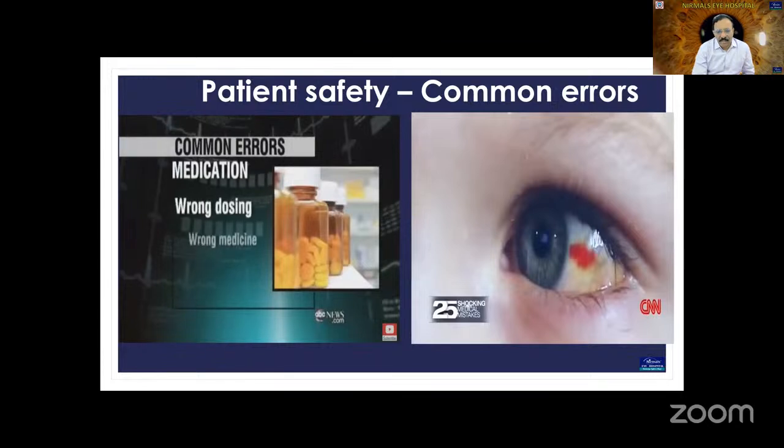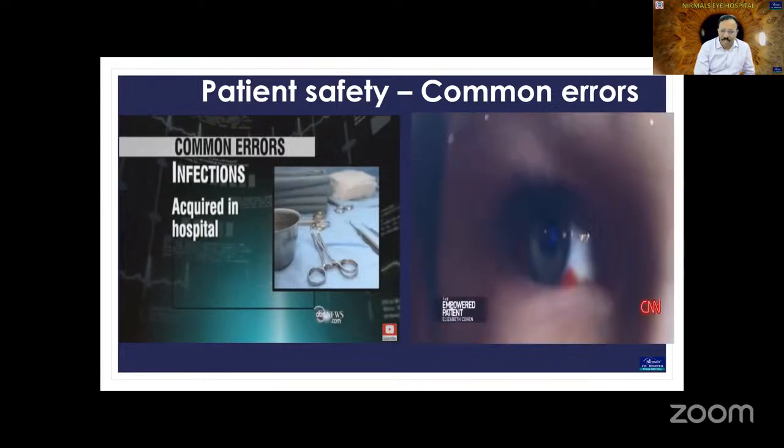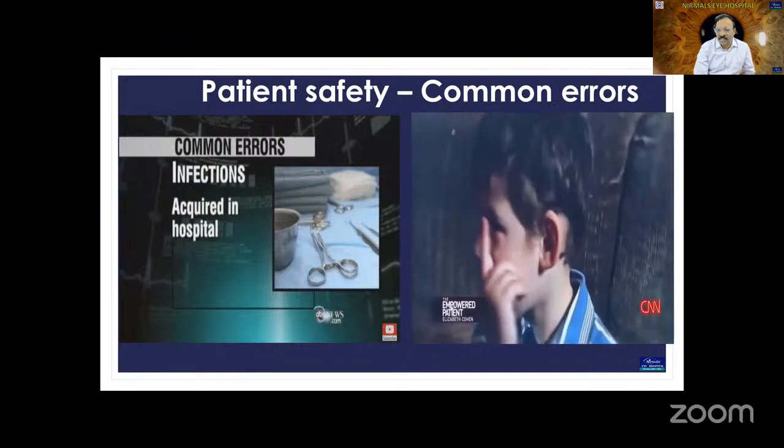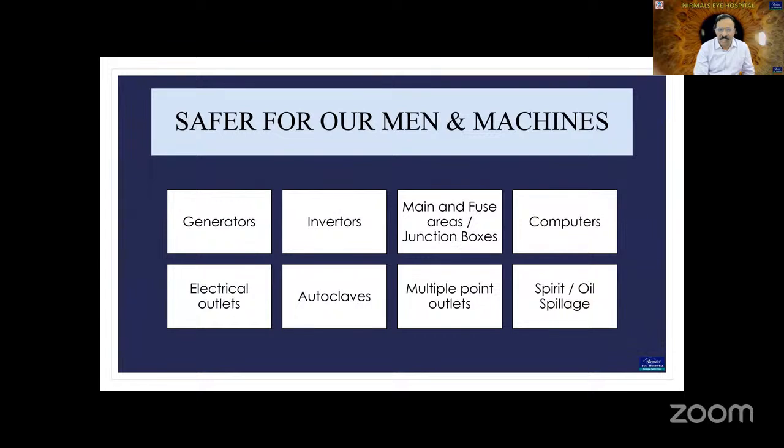And then the third aspect is patient safety. So these are common errors: instead of the right eye, operating on the left eye, operating on the wrong part, wrong surgery. And of course, infection is a common thing. So this is one such instance. You can see that instead of operating on the left eye, the child was operated on the right eye.